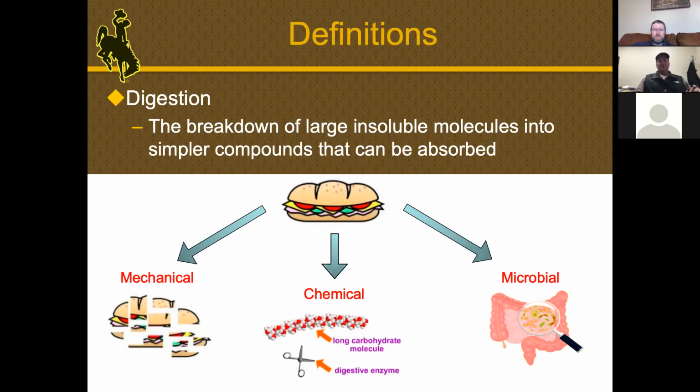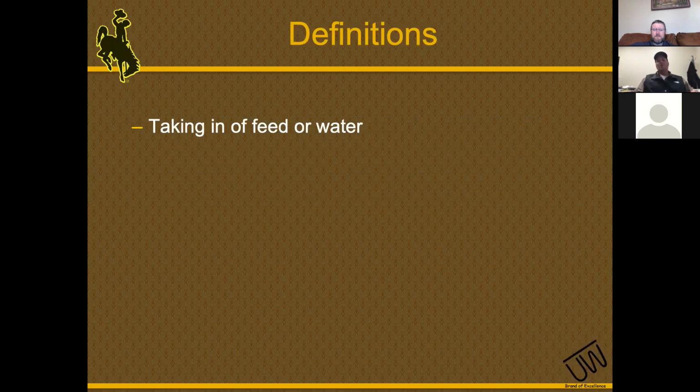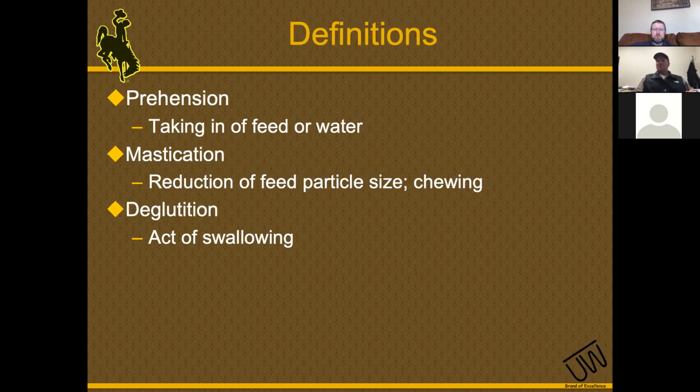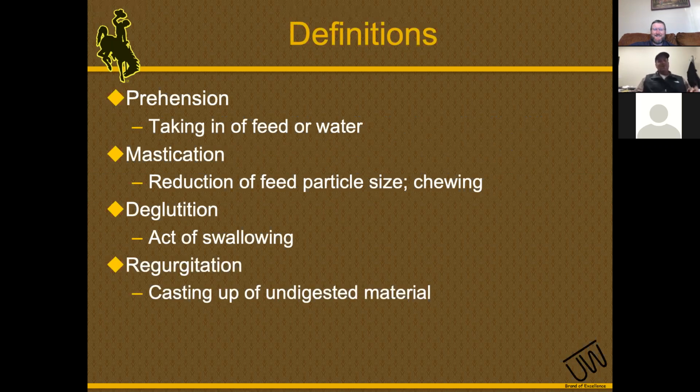Okay, so some more definitions. The actual taking in of feed or water, we're going to say is prehension. The reduction of feed particle size, or chewing, is mastication. The act of swallowing is, I have a hard time saying that one, deglutition. And regurgitation is the casting up of undigested materials.